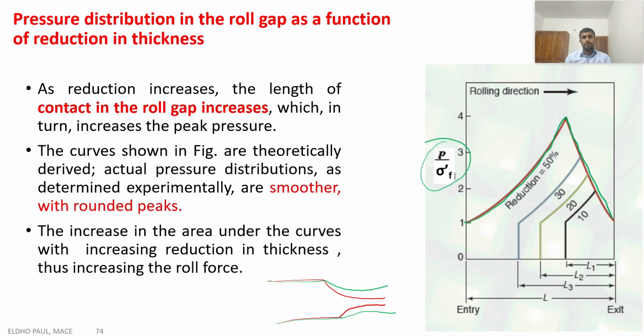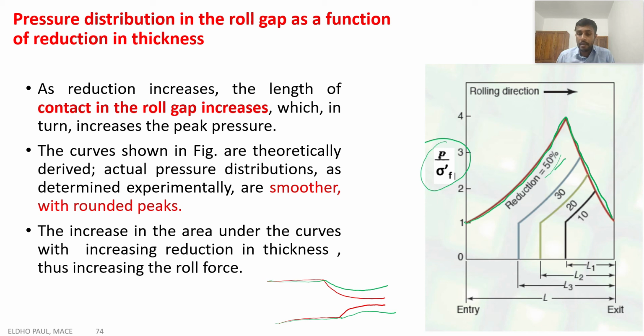That means initially the workpiece has a thickness of 100 mm. After rolling, it is reduced from 100 to 50. So with this 50% reduction, this type of friction hill, the pressure hill, we can see in this distribution.